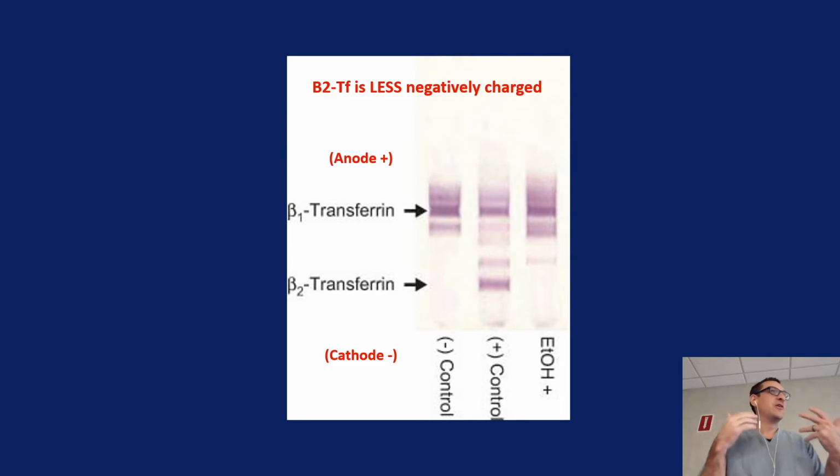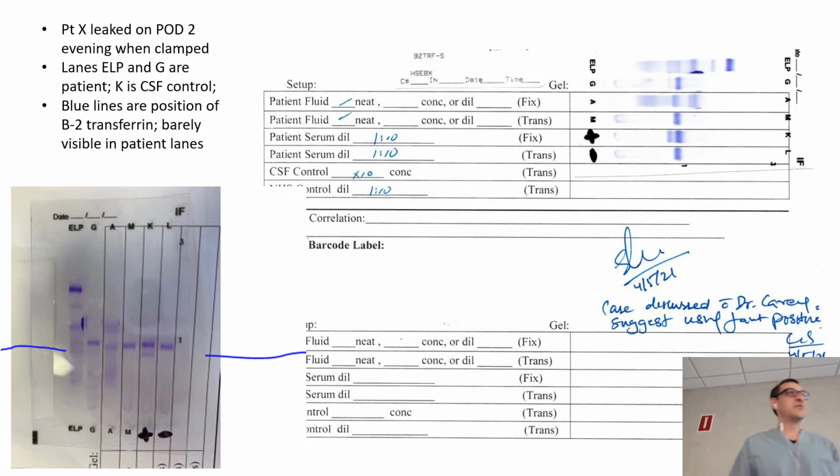And it's just good that we aren't the ones reading this, because here's a result that I always like to show from our lab. I asked, hey, can I get the result from the electrophoresis? And he sent this, and I was like, whoa. This is not helping me. I don't know if every site has different nomenclature for the lanes, but they don't make any intuitive sense to me. This patient leaked from her nose on post-op day 2. Lanes ELP and G are the patient, and then each one has a different designation. So if you don't have them send you a legend, you have no chance of reading this.